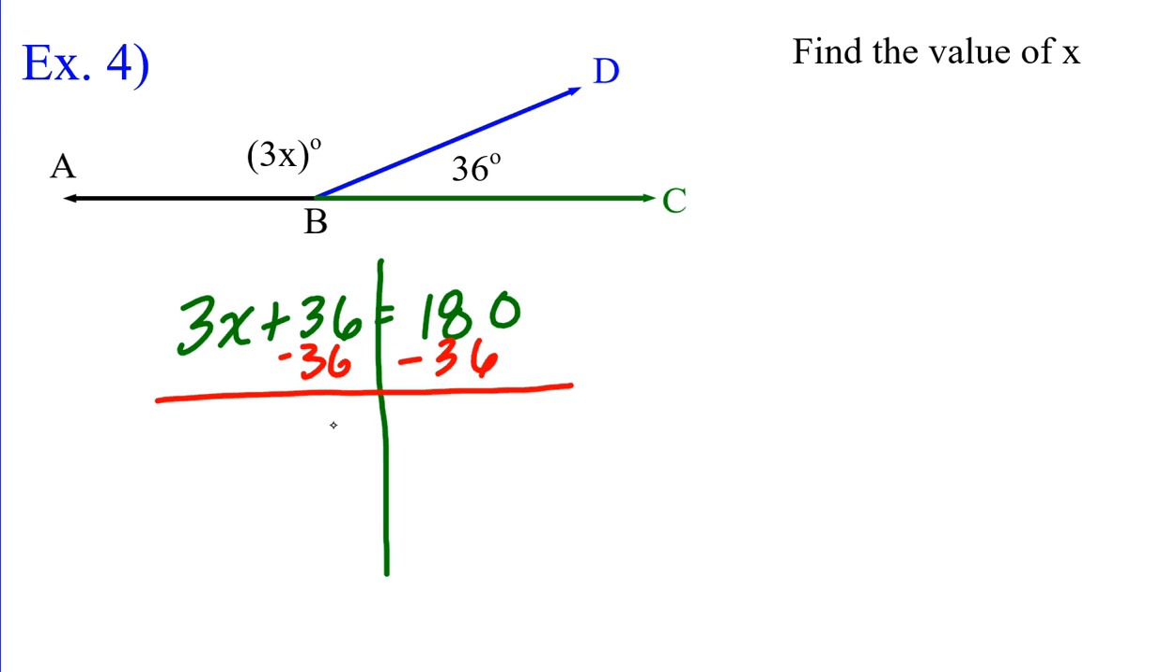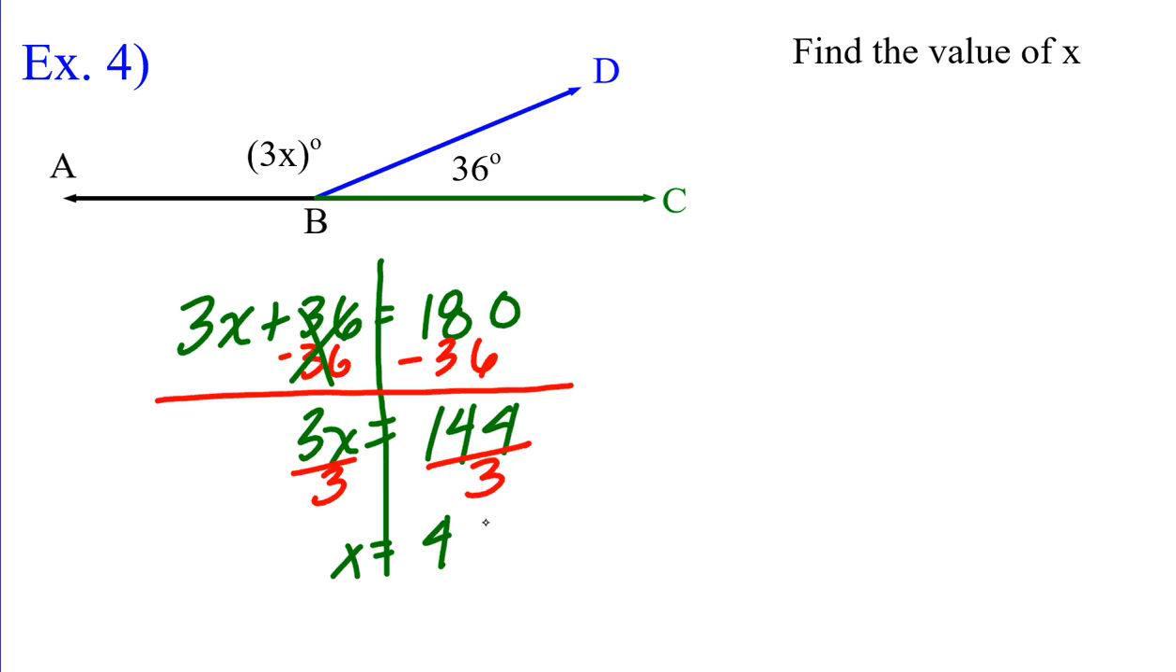Once we do that, we have 3x equals, because this goes away, and we're going to do some subtraction. That's going to be 144. And then we're going to divide both sides by 3. And if I do my math correctly, I'm going to find out that x equals 48, I believe. Let's see, 3, 4, 12, 24. Yeah, 48.